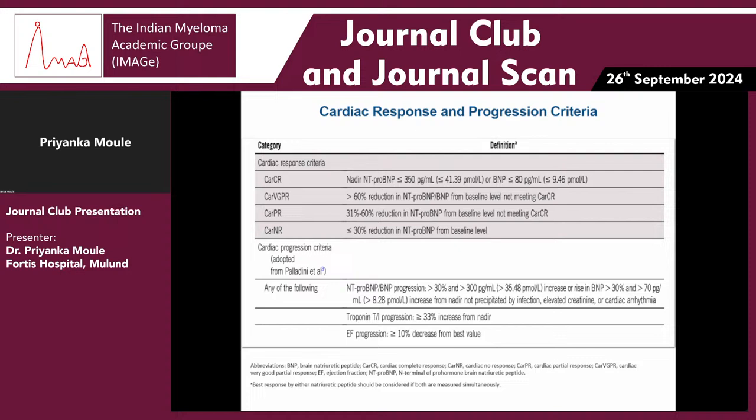And the cardiac progression criteria includes NT-proBNP increasing more than 30% or more than 300 picograms from the baseline values, and BNP similarly more than 30% of the baseline value or more than 70 picograms, without it being precipitated by any infection, elevated creatinine or cardiac arrhythmia. Second point would be a Troponin-I progression more than 33% from the nadir, and an EF progression, a drop in the value by 10% from the best value that was present at the baseline.